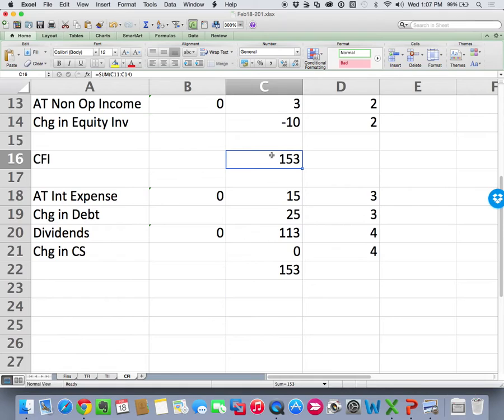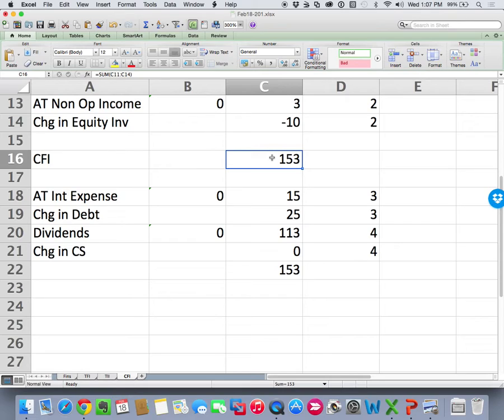It had 153 to distribute, gave 15 in interest, 25 to pay off principal, paid 113 in dividends, didn't buy back any shares, didn't issue any shares. That's what it actually did with the money. So that's the point. Here's the story of this company.